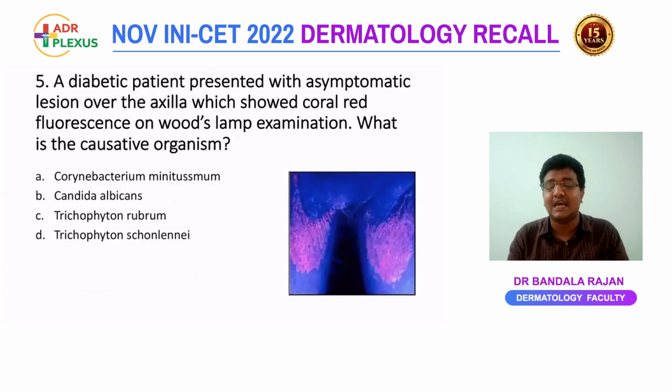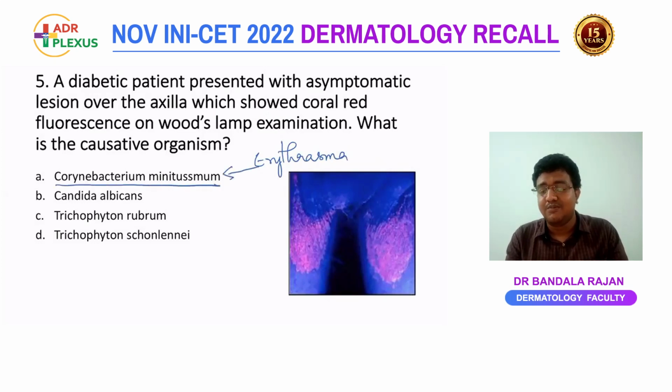The next question is a diabetic patient presented with asymptomatic lesions over the axilla, which showed coral red fluorescence on Wood's lamp examination. What is the causative organism? Here we can see that coral red fluorescence. If there is a coral red fluorescence, it is due to erythrasma, which is caused by Corynebacterium minutissimum. We can remember it this way: coral, Corynebacterium. In both they have COR. So in that way you can remember this.